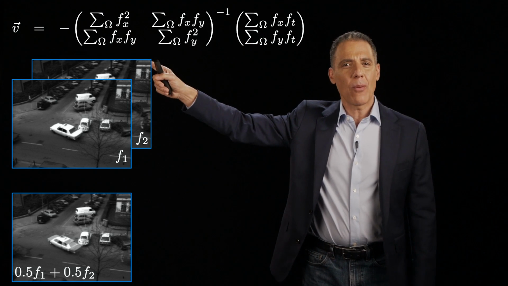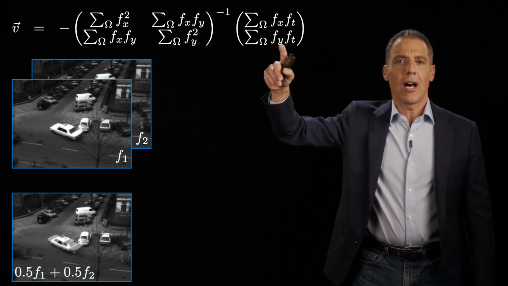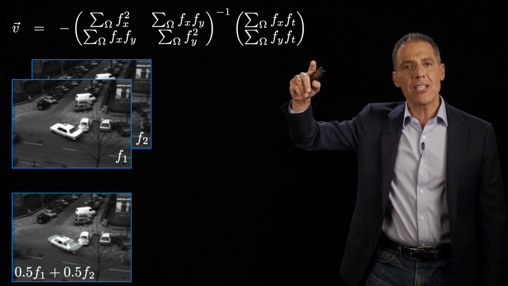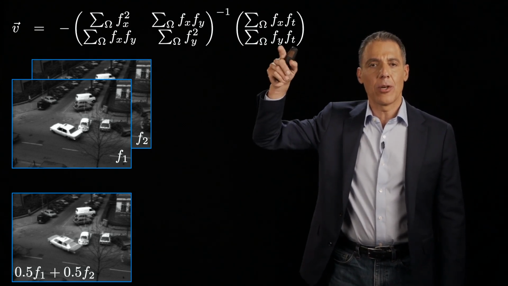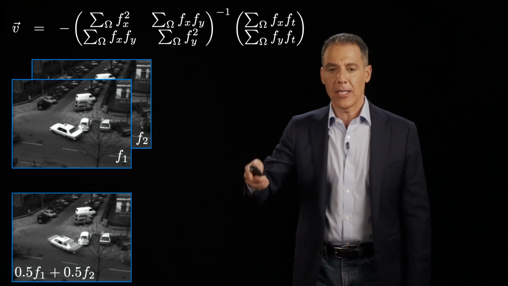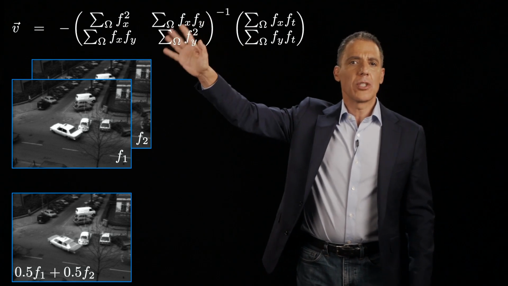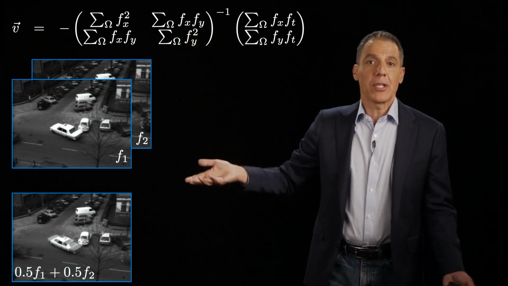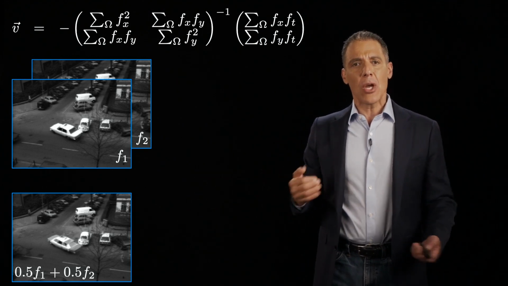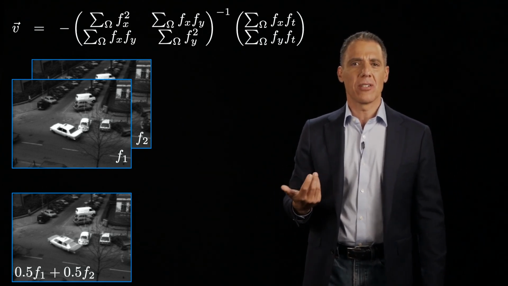We still have to worry about when this is invertible, and we'll come back to that in a little bit, times this little vector here that has a combination of horizontal and temporal derivatives all integrated over these little patches omega. So we derived this, let's put that behind us now. What we need to figure out is how do we compute these derivatives? Now, we know how to compute x and y derivatives, but we have this extra dimension here, t.